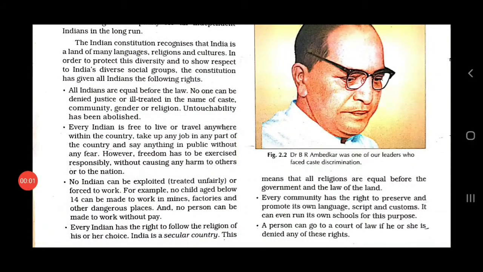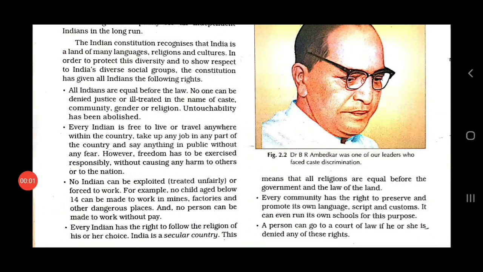Now, untouchability has been abolished. Abolished means it has been put to an end. It is considered illegal now. So overall, what they are telling in the first point is that all Indian citizens are equal in the eyes of law. And here you might have come across the term justice. Justice means fair treatment with people, Nyay. So everyone should be treated fairly.